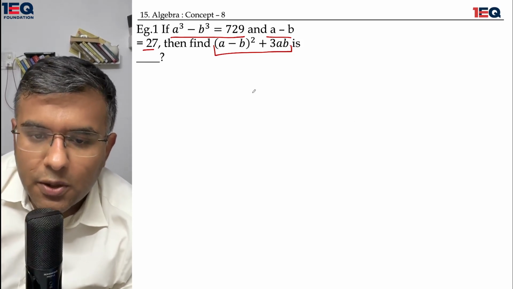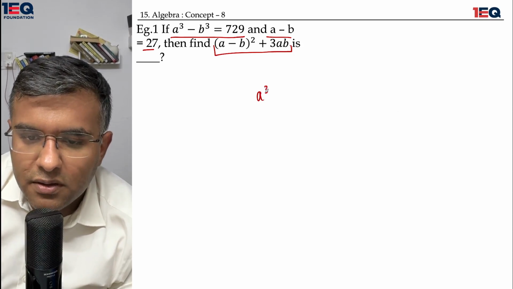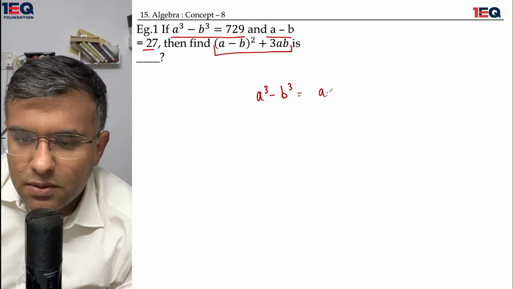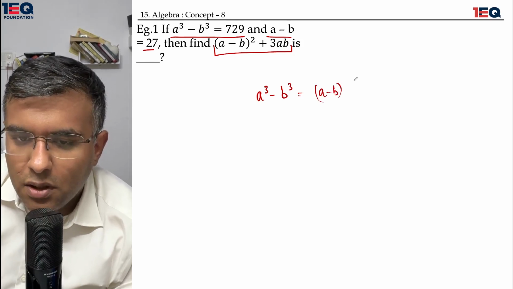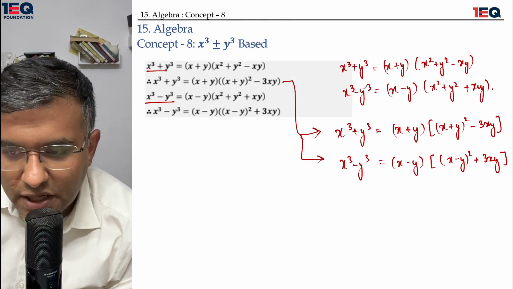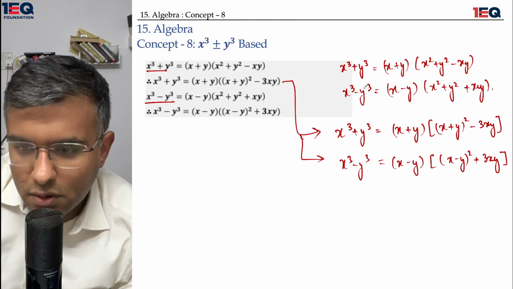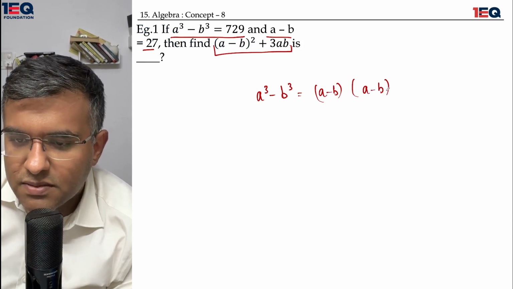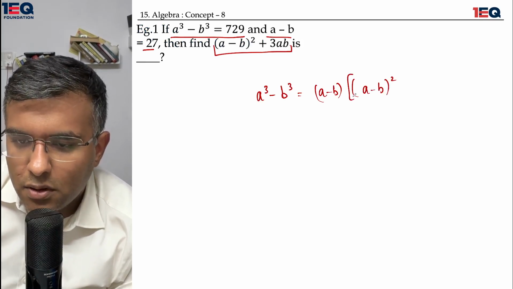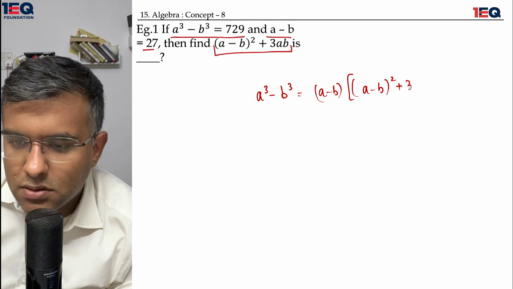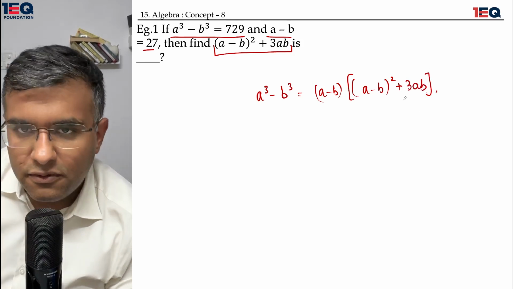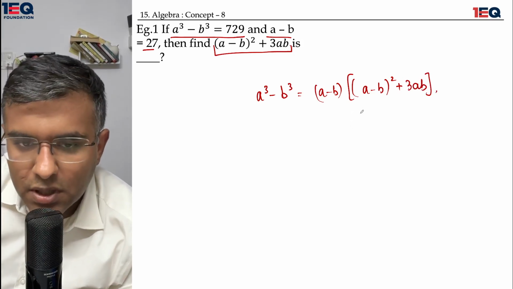Okay, I'll quickly first write down the formula that we've been taught. a cube minus b cube is equal to (a minus b) multiplied by, I'll recheck it from here. This is going to be (a minus b) whole square plus 3ab. Okay, this is how direct formula based questions come up.